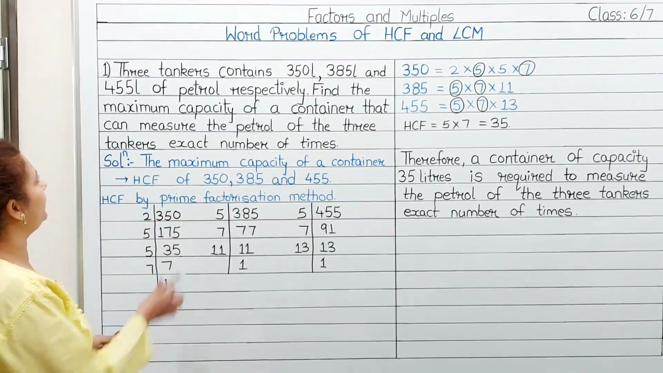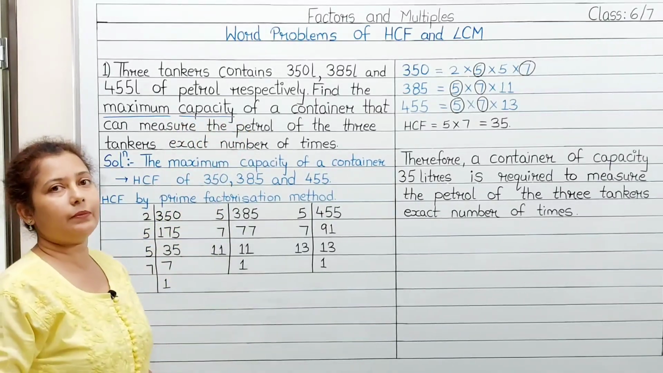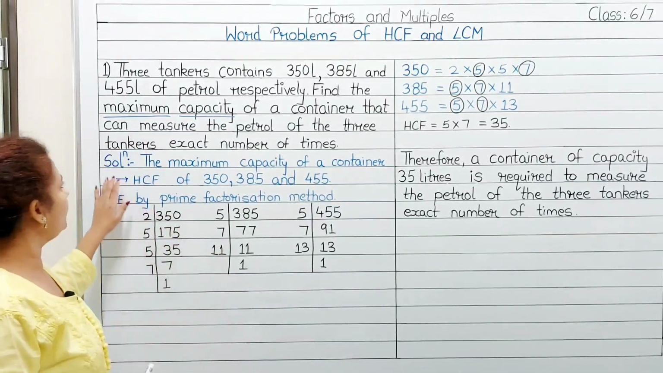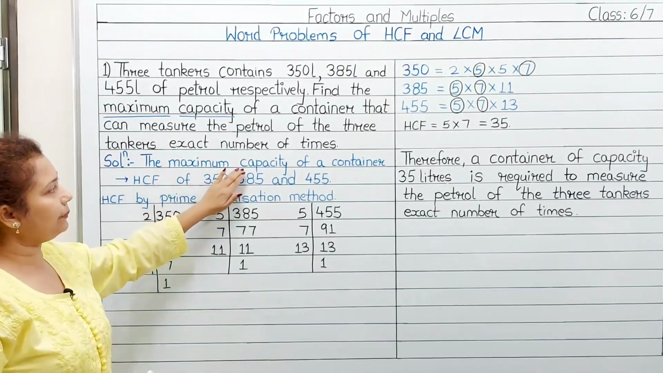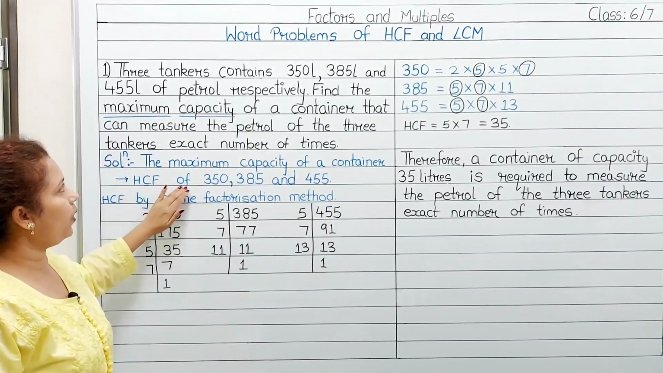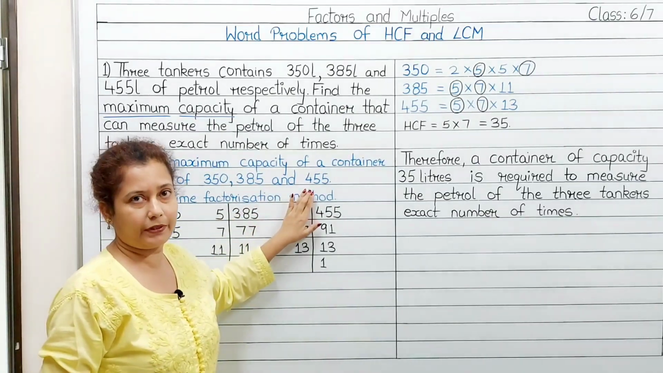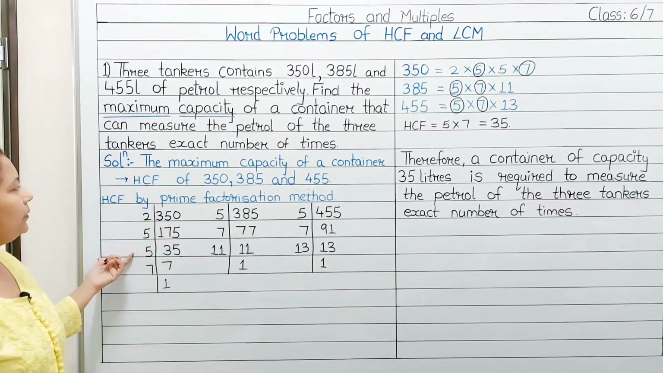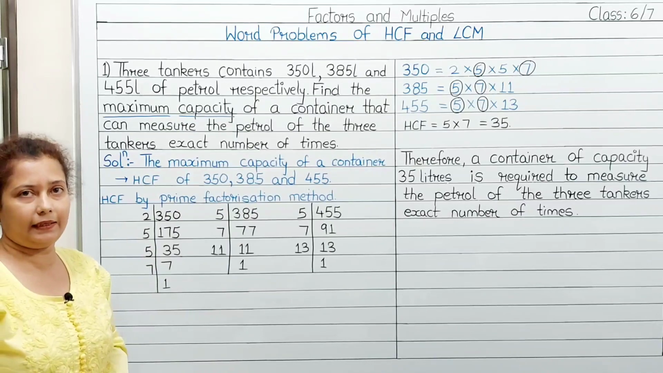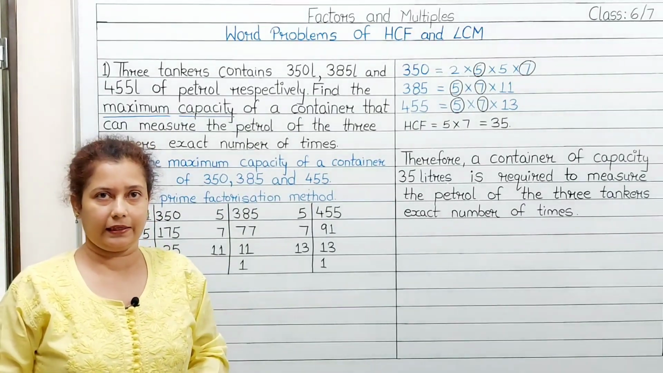So here the key word is maximum capacity. Maximum means highest, that is HCF. So here to find out the maximum capacity of a container, we have to find the HCF of 350, 385 and 455. Here I am using the prime factorization method to find the HCF of these 3 numbers. You can use any method to find out HCF.